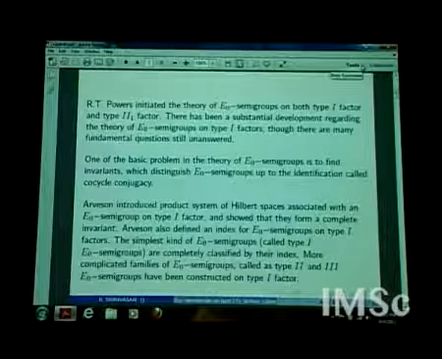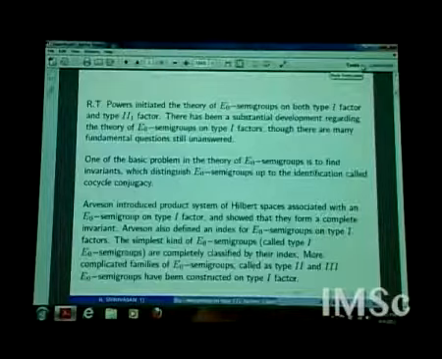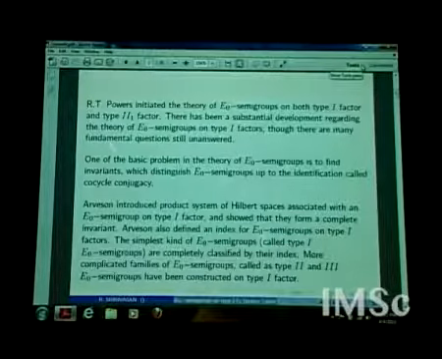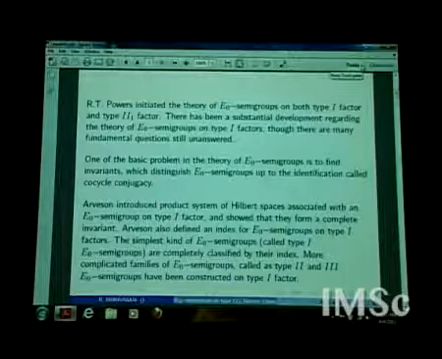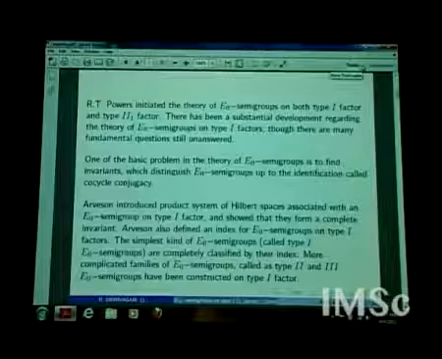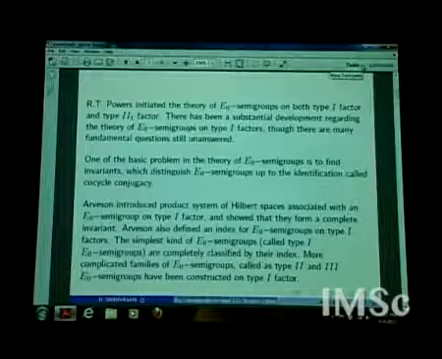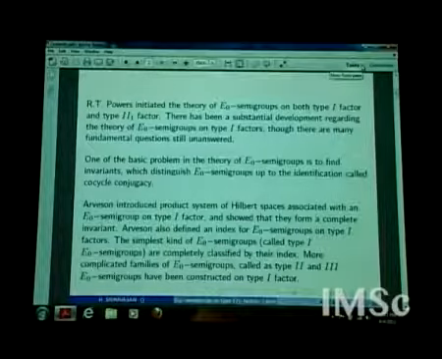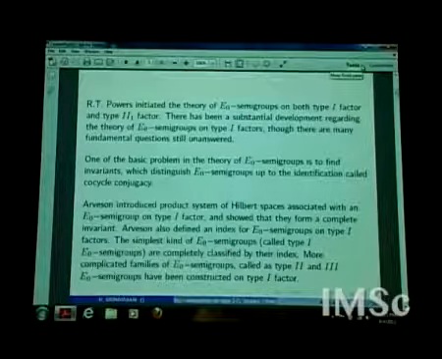The basic problem in E0 semigroups is to provide examples and then distinguish them up to an identification called cocycle conjugacy. In this context, Arveson, who has contributed enormously to this theory of E0 semigroups on type 1 factors, introduced the notion of product system of Hilbert spaces, and showed that it's a complete invariant. So to study an E0 semigroup, it's enough to study the product system of Hilbert spaces associated with it. He also defined an index for E0 semigroups on type 1 factors.